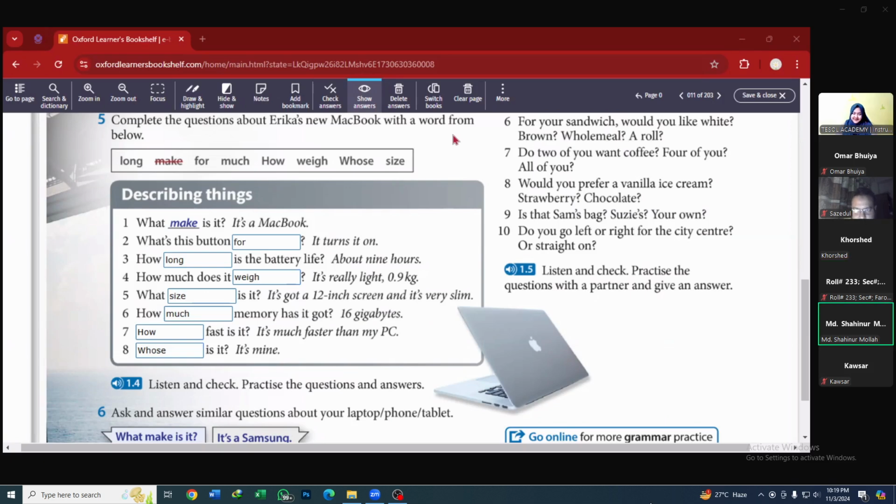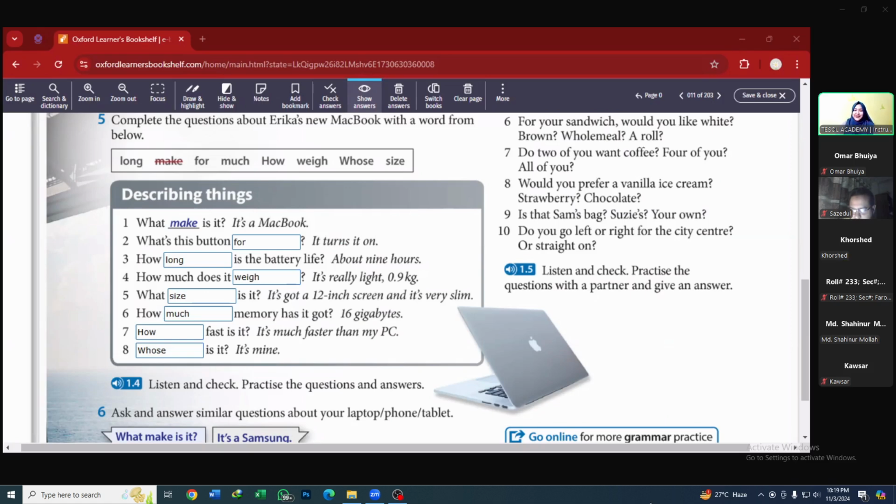Whose is it? It's very nice and very slim. Whose is it? Read the answer that is given here. Whose is it means who does it belong to? It's mine. That's what's written. Yes. Good.